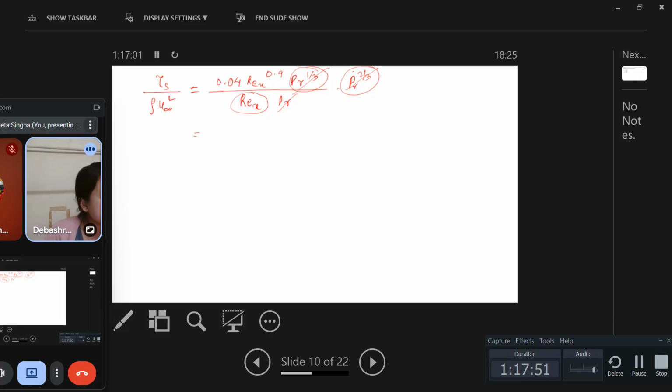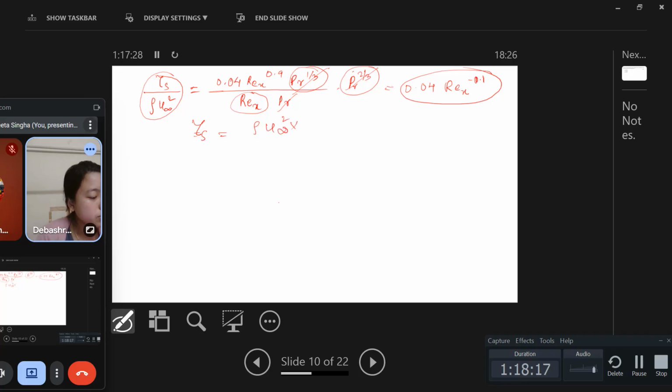How do you write this as? Re_x to the power 0.9 minus 1 we get as minus 0.1. So now it is much reduced. It's a very simple form. You can directly calculate this tau_s as rho u_infinity square into 0.04 Re_x to the power minus 0.1.